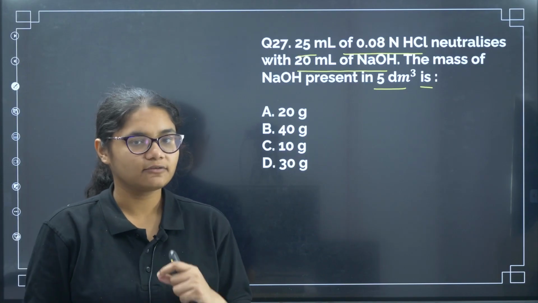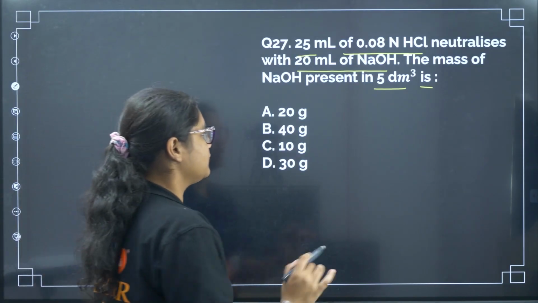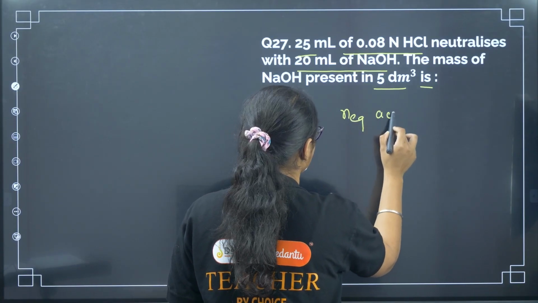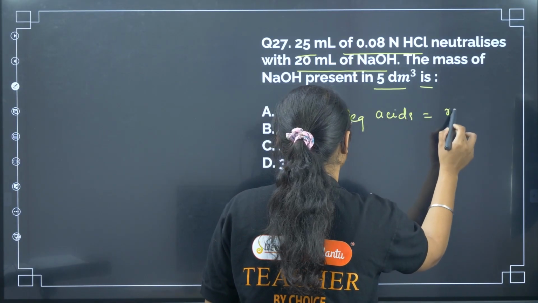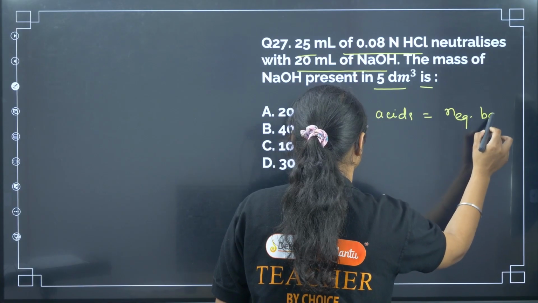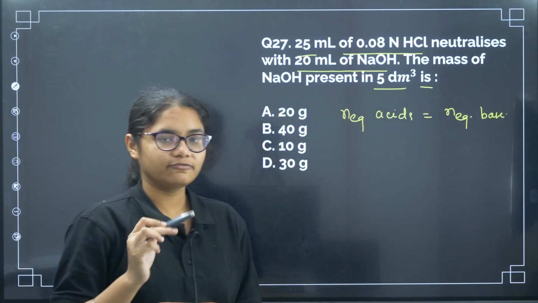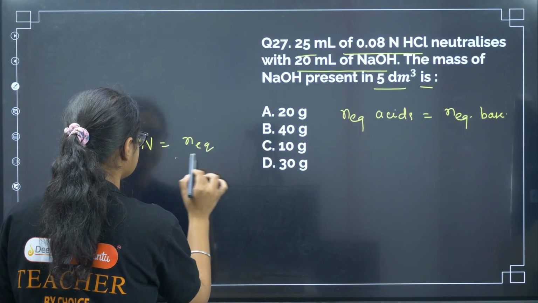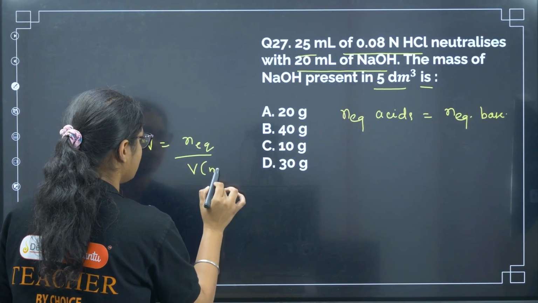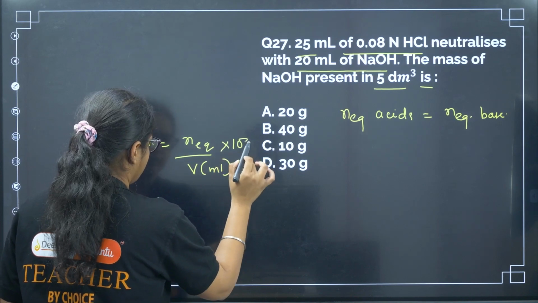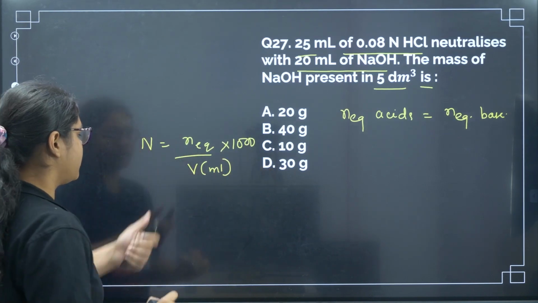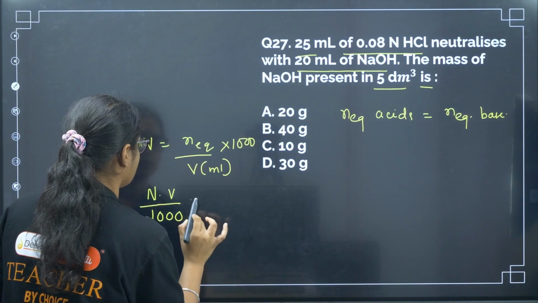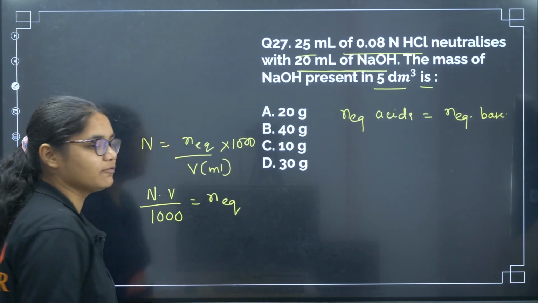So this question is again from the neutralization process. Whenever an acid and base neutralization takes place, the number of equivalents of acid will be equal to the number of equivalents of base. The formula for normality is number of equivalents by volume in ml into 1000, so number of equivalents will be equal to normality into volume by 1000.